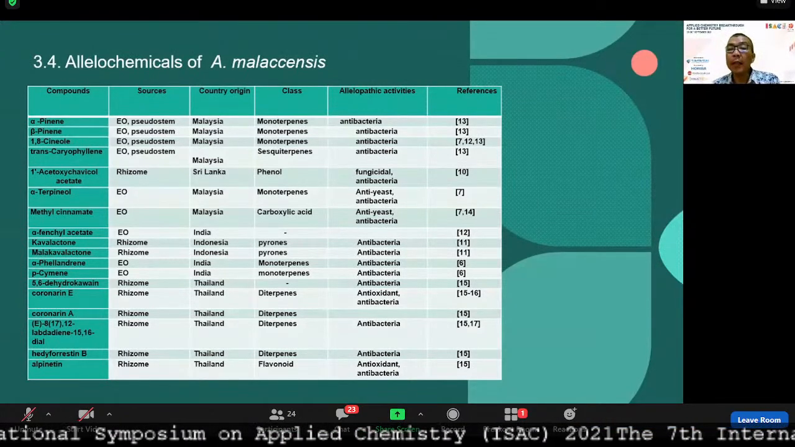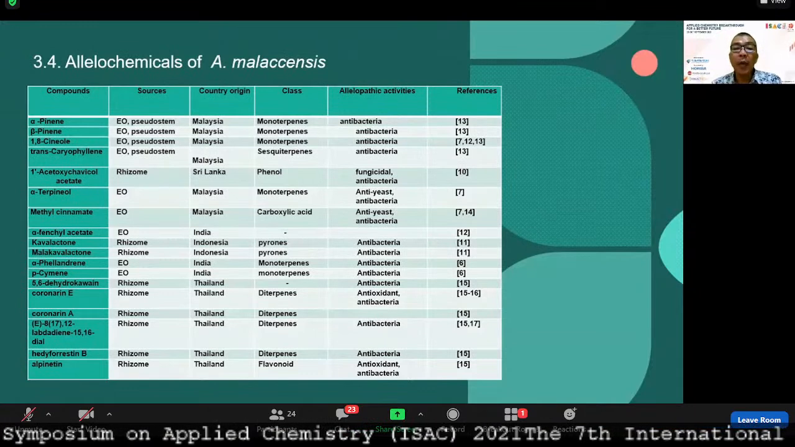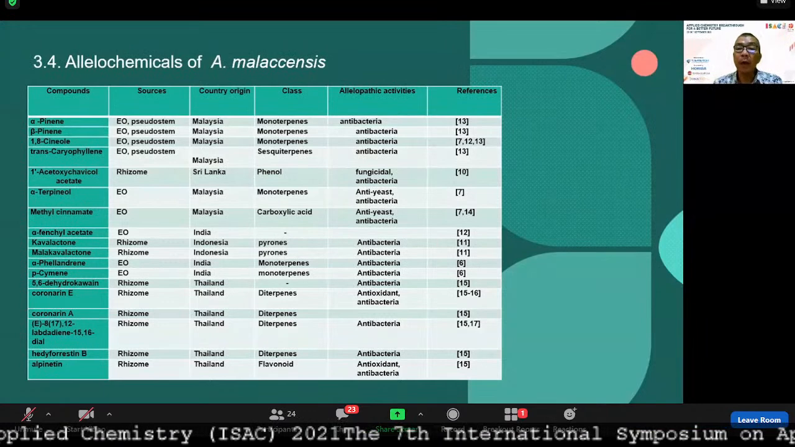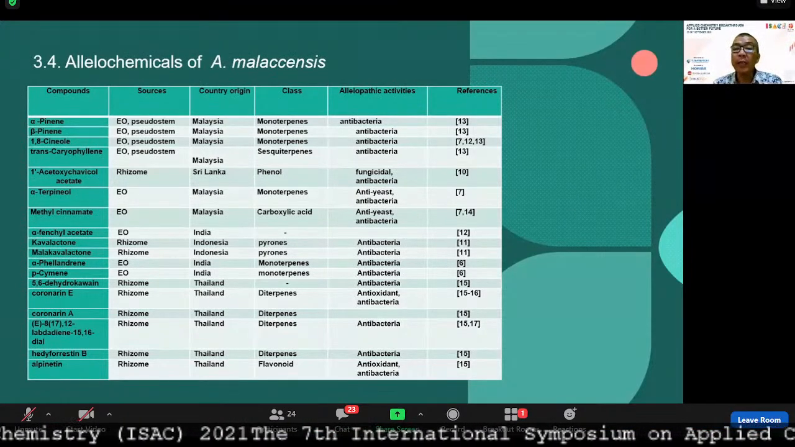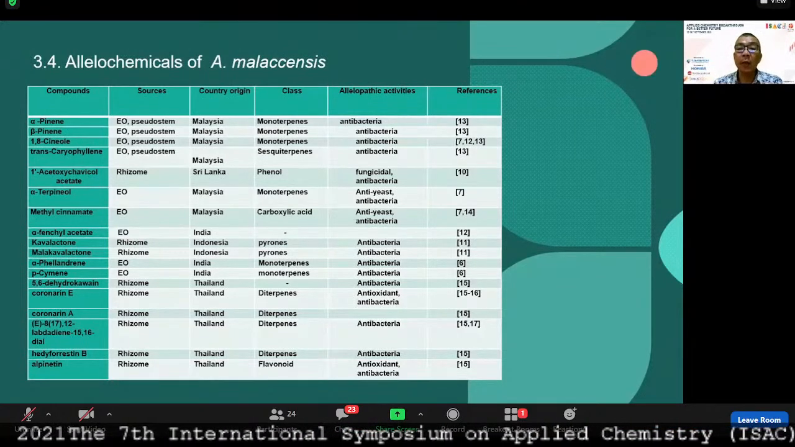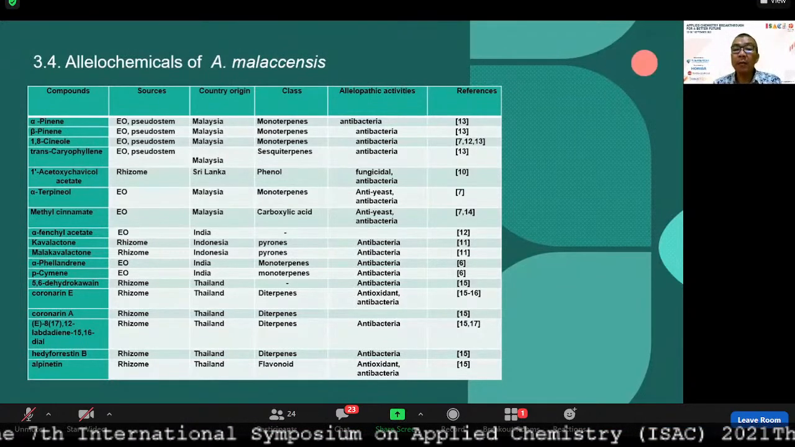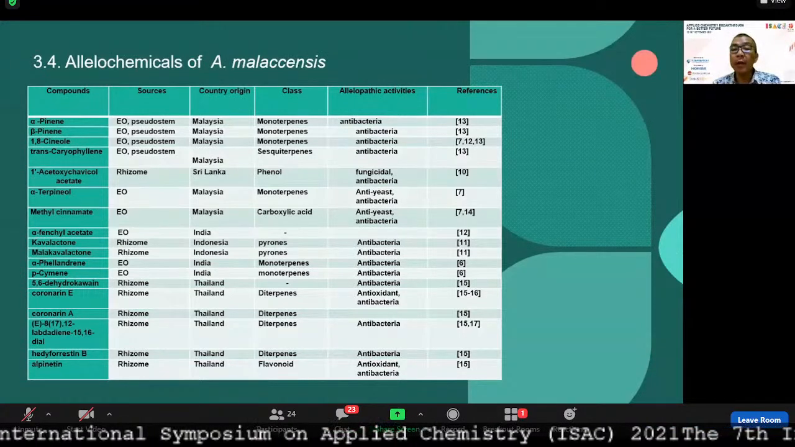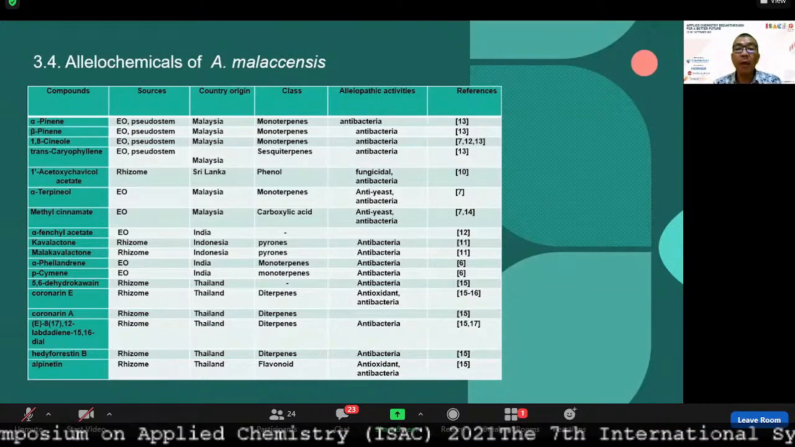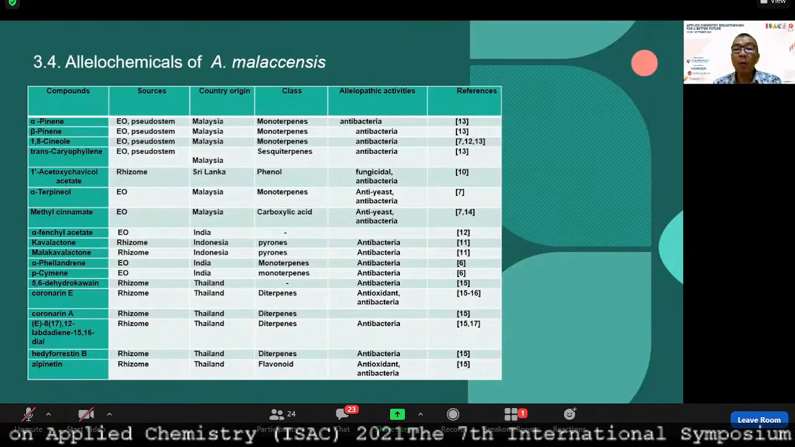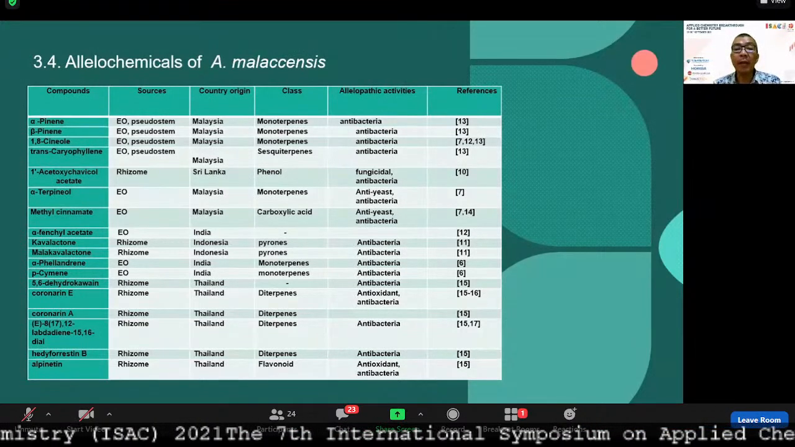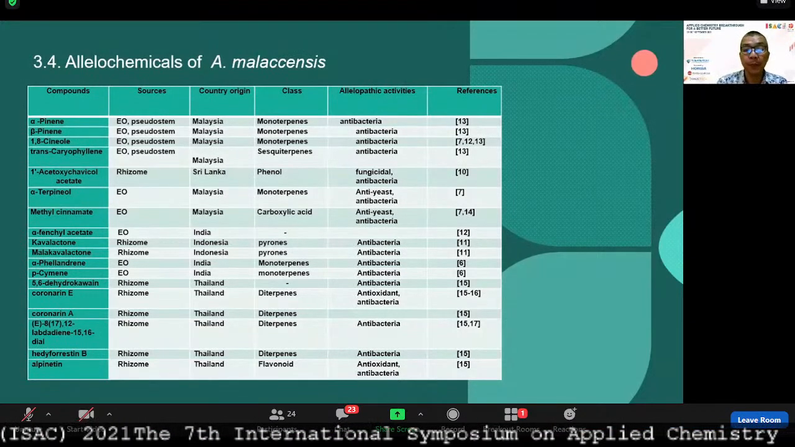Allelochemicals from A. malaccensis are varied and consist of different classes of compounds, of which terpenes were identified as the major component extracted in its essential oil. The other compounds, such as phenolics, flavonoids, and pyrones, were also detected as allelochemicals from A. malaccensis. Almost all allelochemicals from A. malaccensis show potent antibacterial activity.